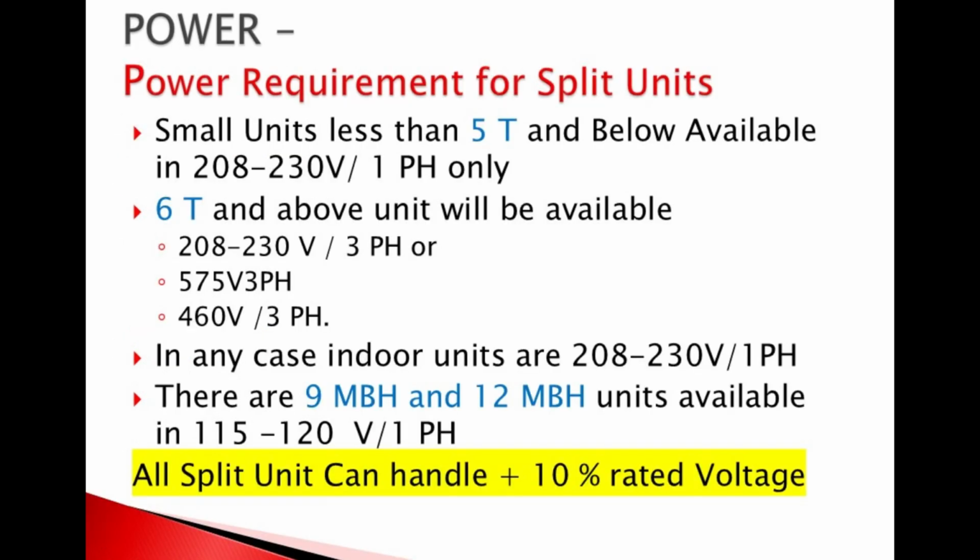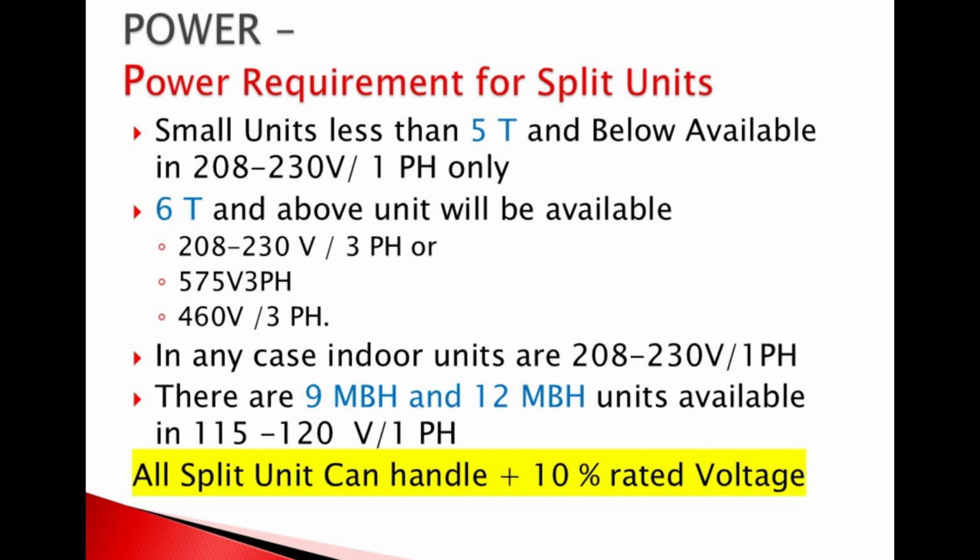Now, let's look at the power requirements for split units. Small units under 5 tons are available in 208 and 230 volts single-phase. One feature to note is that these units can handle up to a 10% voltage fluctuation, reaching 253 volts. This means any unit up to 5 tons can be used in residential applications.